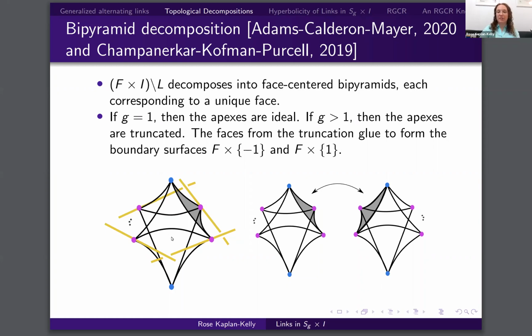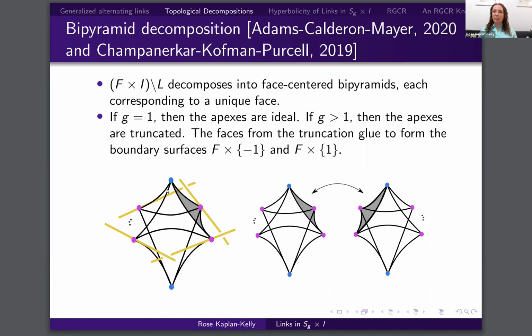So all of these pink vertices here, which correspond to the strands, will be ideal. And then the blue vertices that we've coned to will be either ideal or ultra ideal, depending on if our surface had genus 1 or higher genus. If our projection was on a higher genus surface, we'll then truncate those ultra ideal vertices. So for every bipyramid we get for every face, we then truncate, so we get these two truncation faces.